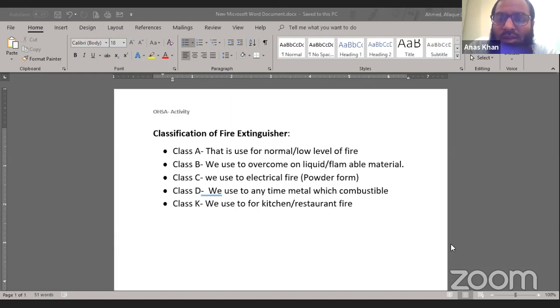So we need to understand that one fire extinguisher can be used for multiple purposes, depending on the property of the fuel. For example, water can be used on class A fire, but water cannot be used on class C fire or class K fire. It will be a problem if you use water on an electrical fire. That's why we need to be very careful while deciding which kind of fire extinguisher to use for extinguishing fire.